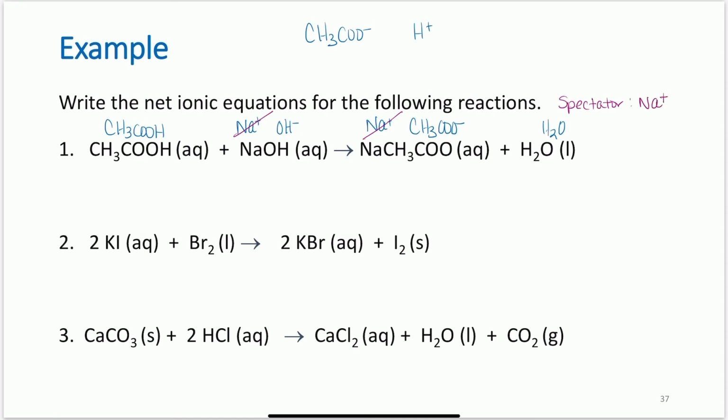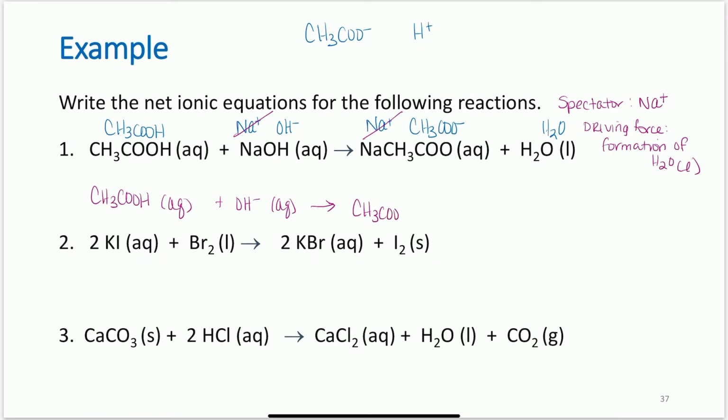The driving force of my reaction is the formation of water. So the net ionic equation here will be acetic acid plus hydroxide, giving me acetate and water.